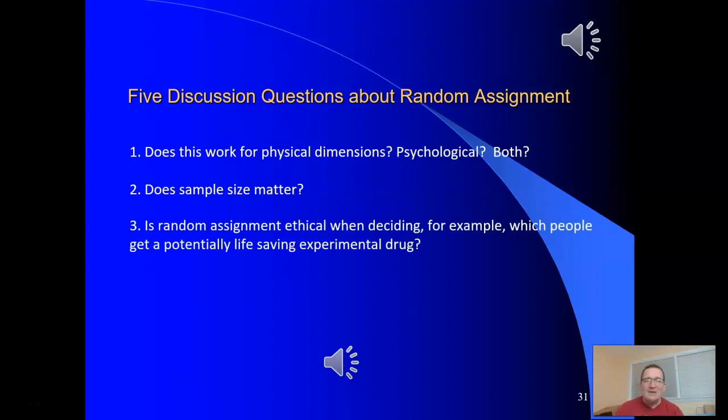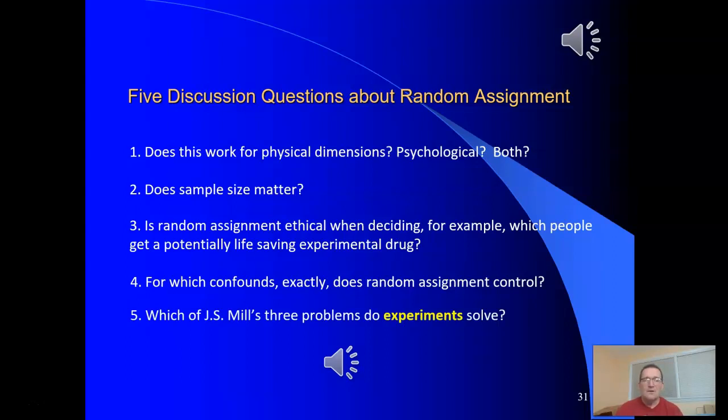Is random assignment really ethical if you're doing a study on, let's say, a life-saving or potentially life-saving drug? Is that really ethical, to flip a coin to decide who gets the drug and who doesn't? Fourth, for which confounds exactly does random assignment control? And then fifth, which I forgot to answer at first in the audio file, which of John Stuart Mill's 3 problems do experiments solve? My voice is rough enough and exhausted enough after many hours of talking that I'm going to let Brett answer one of these questions, and Brett will answer the others. So let's check this out. Here's your answer.